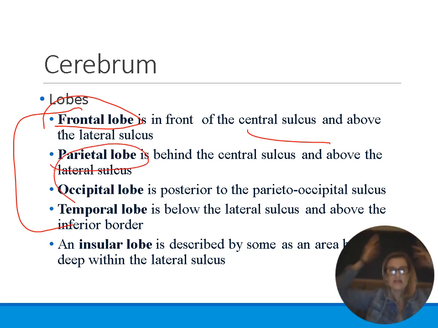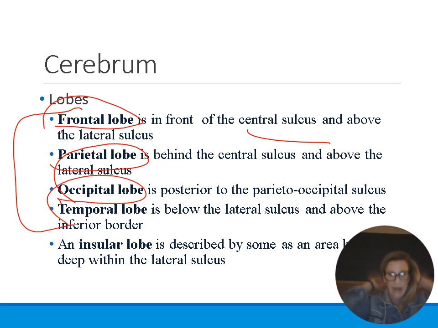Back behind the central sulcus, we get to the parietal lobe. So the parietal lobe doesn't go all the way to the very back, but it's a pretty good section back behind the central sulcus. The occipital lobe is in the very, very back of the brain. It's behind the parieto-occipital sulcus, which again, you can't see from the outside of the cerebrum, but in general, the very, very back of the cerebrum is the occipital lobe.